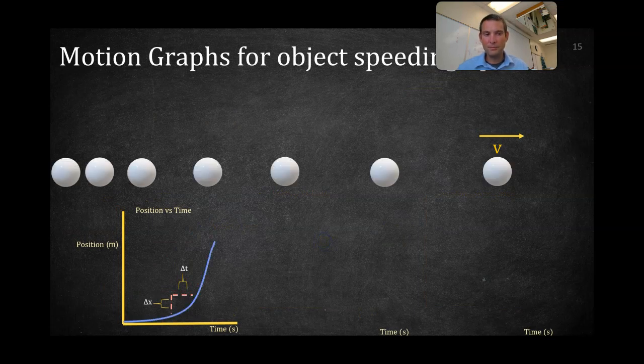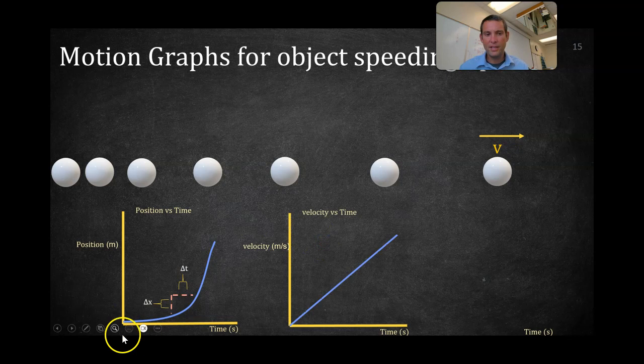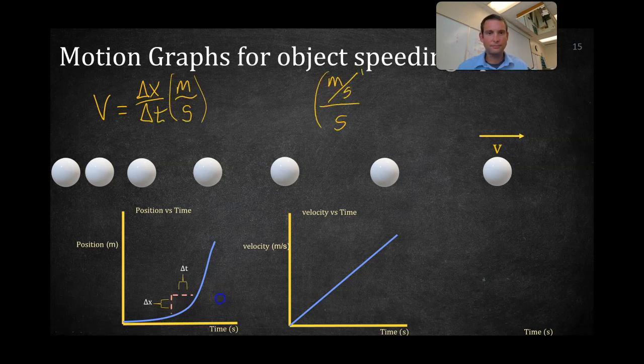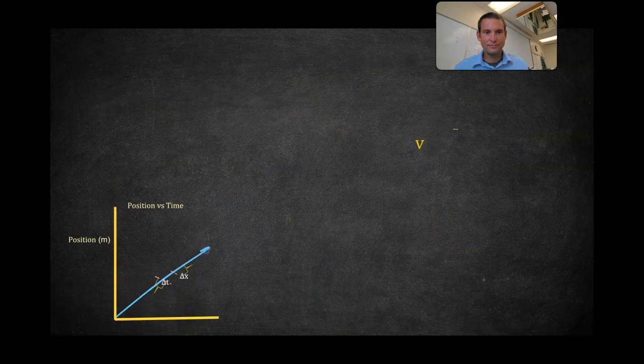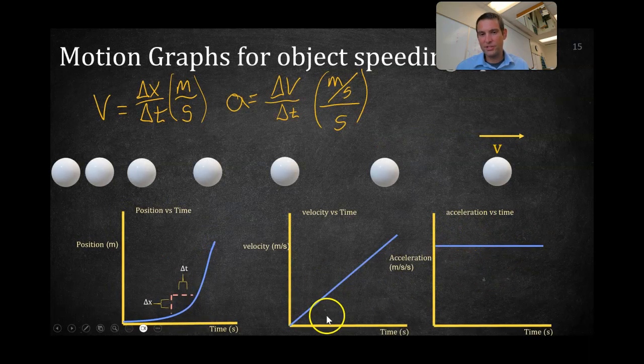Here's that object speeding up again. That was our position versus time graph. Now we have a changing velocity. So now, depending on where we take our slope, our velocity is changing. Acceleration: change in velocity over time. And again, for our acceleration versus time, we now have a constant acceleration. So even though our velocity is changing, our acceleration is constant.